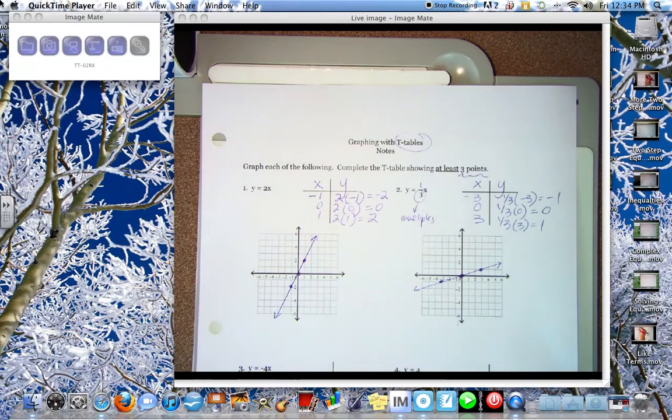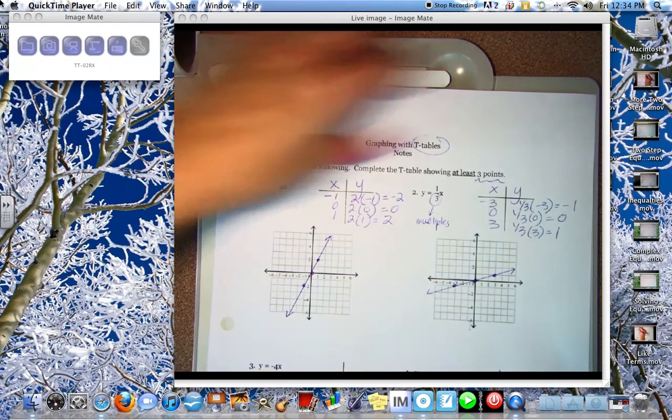Do you have to draw the line? I would like you to, yeah, just so you can see for sure that you do have a straight line going.